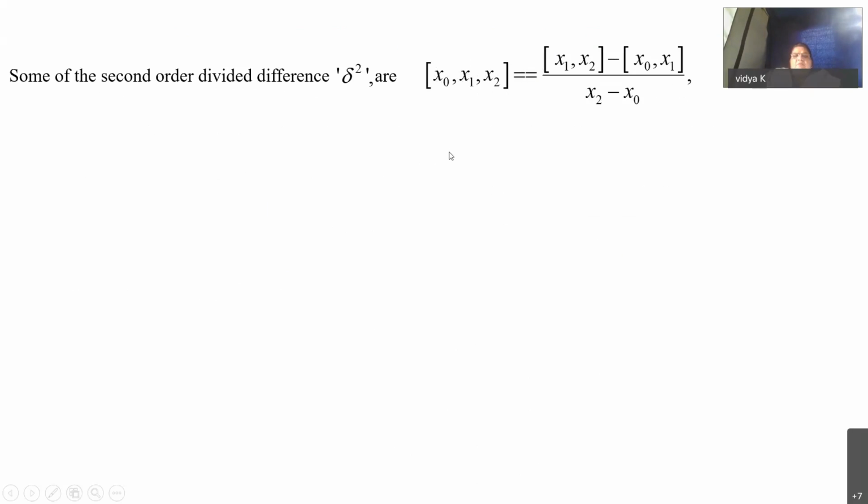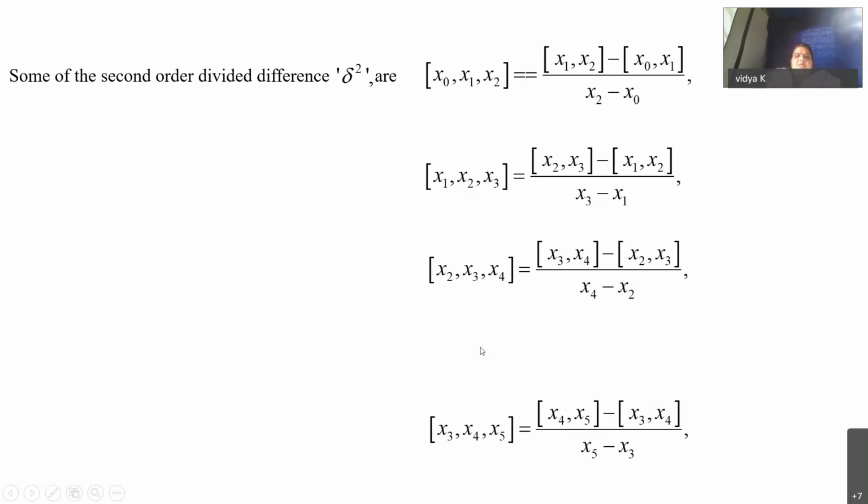Bit difficult to follow. Similarly, next set x1, x2 and one more, leaving the first one: x1, x2, x3. It is the first order difference between x2 and x3 minus the first order difference between x1 and x2, divided by x3 minus x1, skipping the middle value. So this is how we are defining the second order.